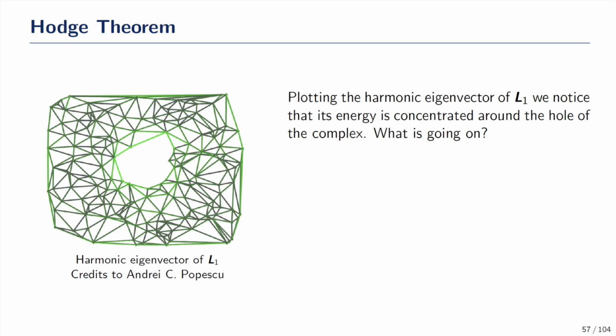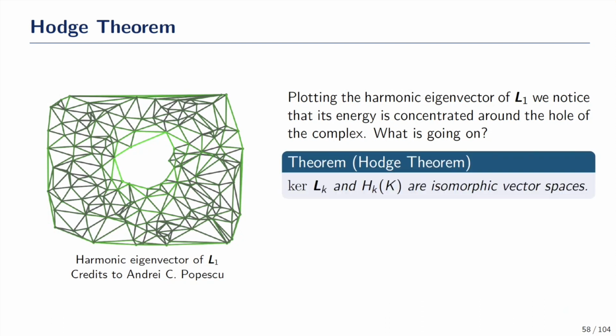And surprise, surprise, we see that the energy of this vector, so this is the eigenvector with eigenvalue 0, we call these harmonic eigenvectors. You see it's very concentrated around the hole, so you know what's going on. And there is this result, called the Hodge theorem, that the kernel of this Laplacian and the homology group we just defined are isomorphic vector spaces.